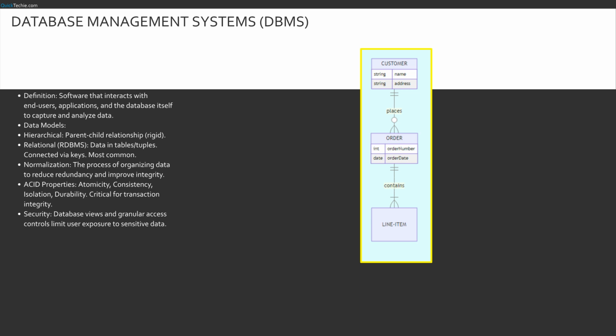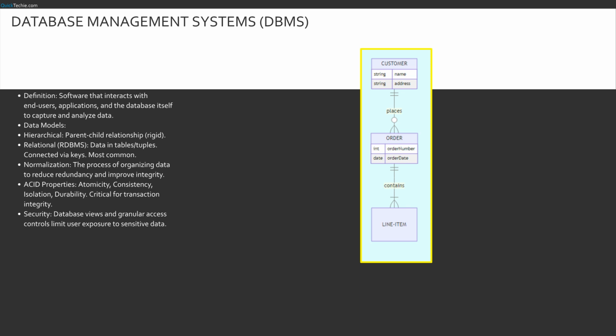Data is the lifeblood of business, and the DBMS is its heart. The most common type is the Relational Database, RDBMS, which stores data in tables linked by keys. A key concept for operations is normalization, structuring data to minimize redundancy. Redundant data wastes space and creates inconsistency. For transaction integrity, we rely on the ACID model. Atomicity, all or nothing, consistency, isolation, and durability.